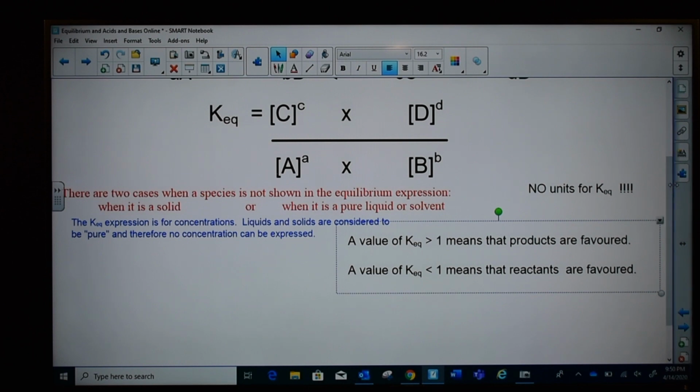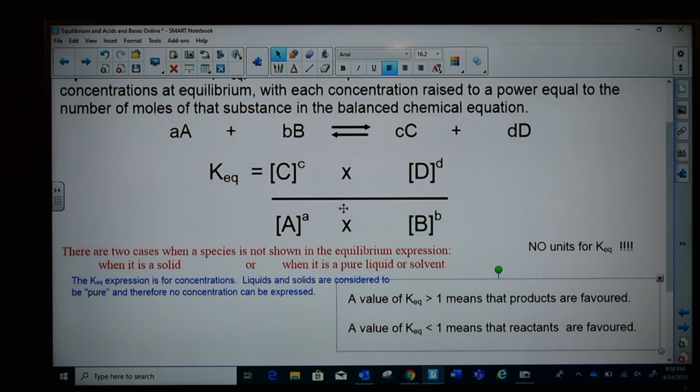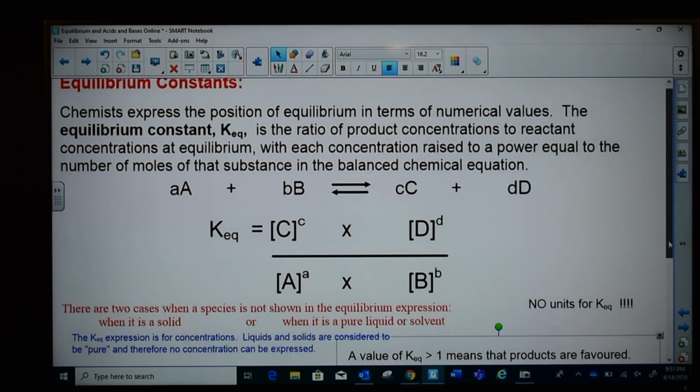One thing you're going to love is that Keq has no units. Super fantastic. So you're never going to lose marks for not having units because there are none for Keq. Now the expression is kind of fun. The expression needs square brackets. See these big square brackets? Those big square brackets mean concentration. So whenever you use those big square brackets, you're telling the reader that you mean moles per liter, or molarity, concentration.